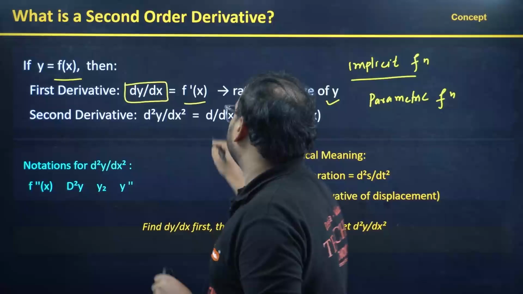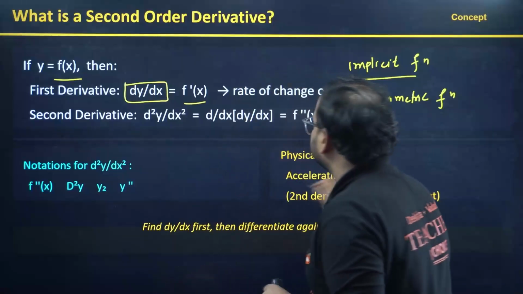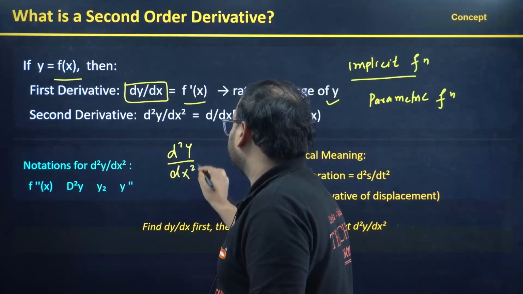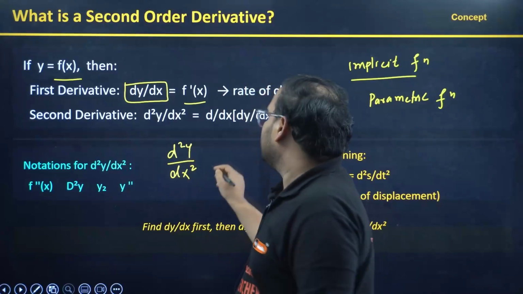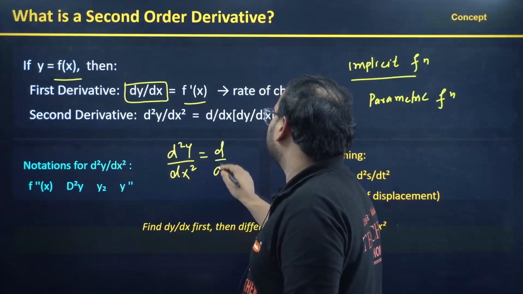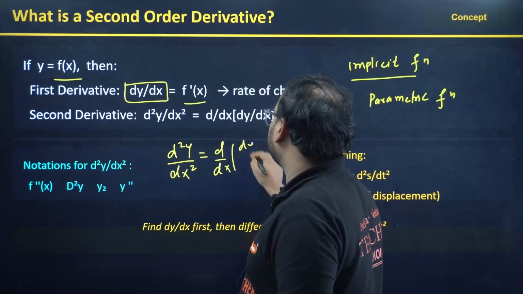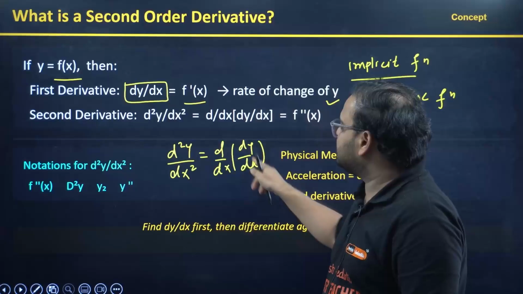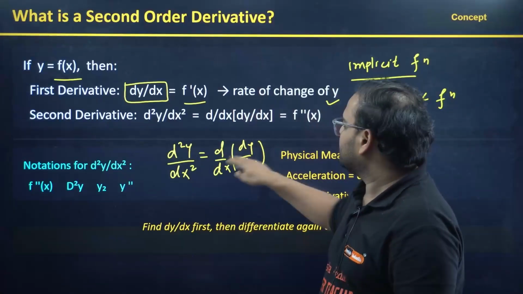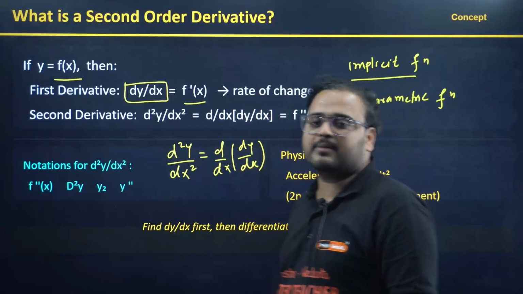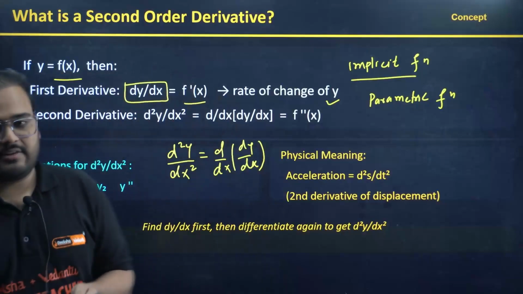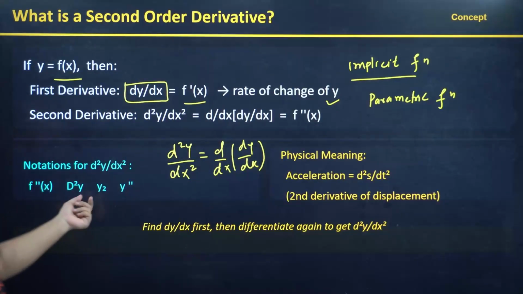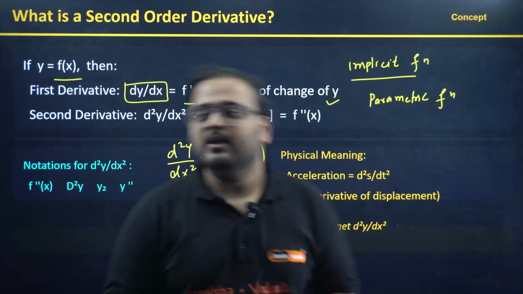This is obtained as d square y upon dx square. This is the notation for the second derivative, and it is obtained by differentiating the first derivative with the same variable x. The derivative of y with x is dy by dx. Differentiate the first derivative with the same variable x, and you get the second order derivative. There are different notations: you can write f double dash of x, y2, y double dash, or d2y, same thing.